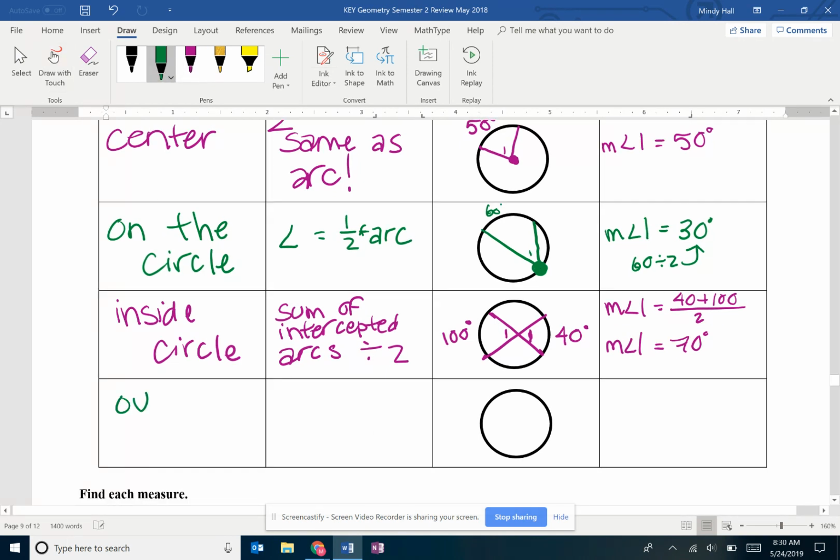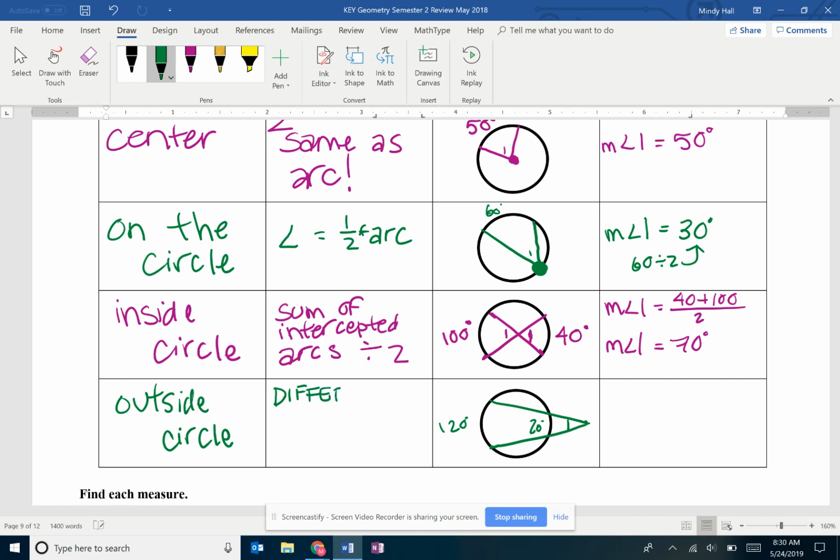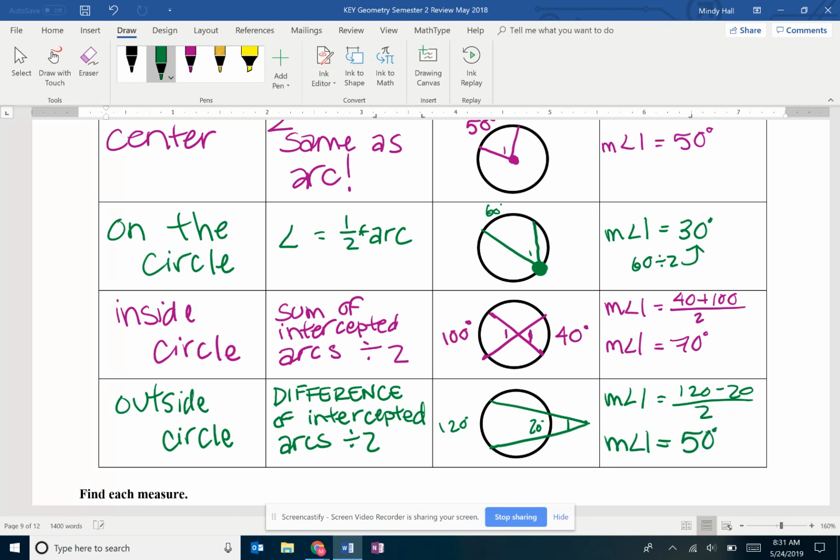The last case we have is if it's outside the circle, and it's super similar to the one we just did. But in this case, I'm going to say this is 20, and we're going to say this one's 120, make my life easy. But it would be the difference of your arcs divided by 2. So in this case, if I want the measure of angle 1, I would do 120 minus 20 divided by 2. So then that would be 100 divided by 2, which is just 50 degrees.